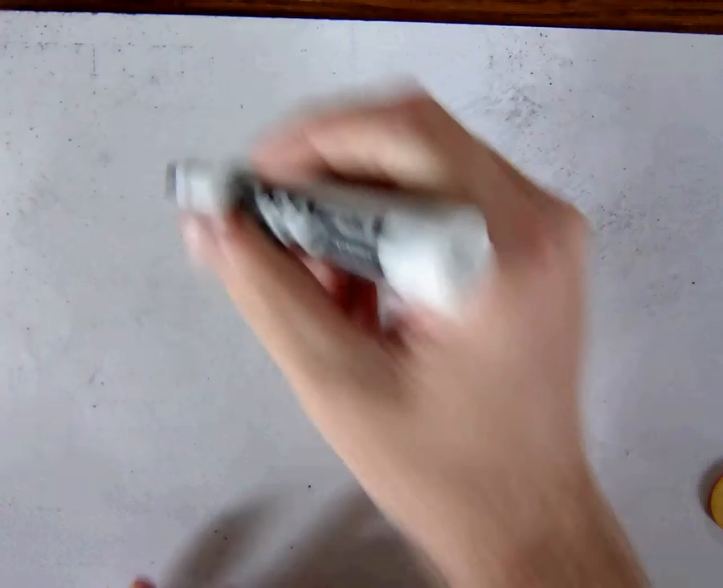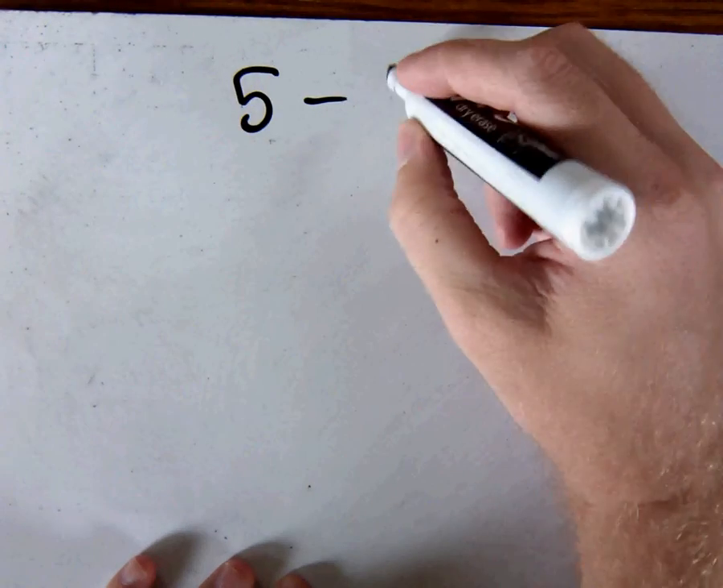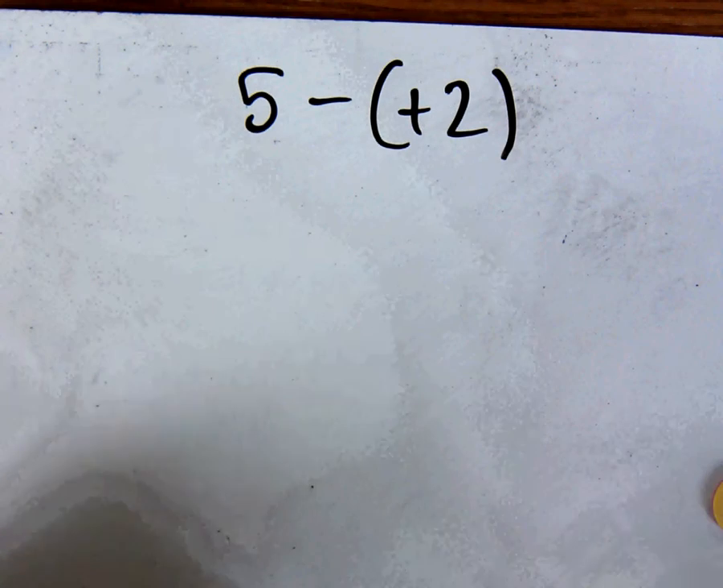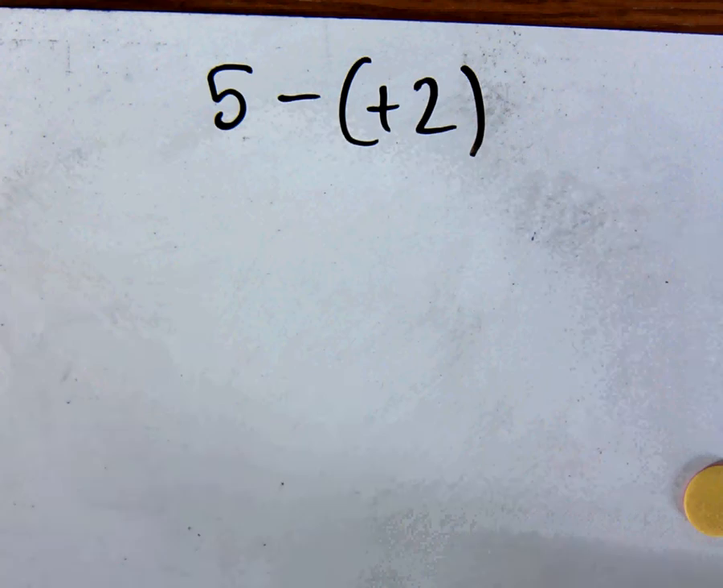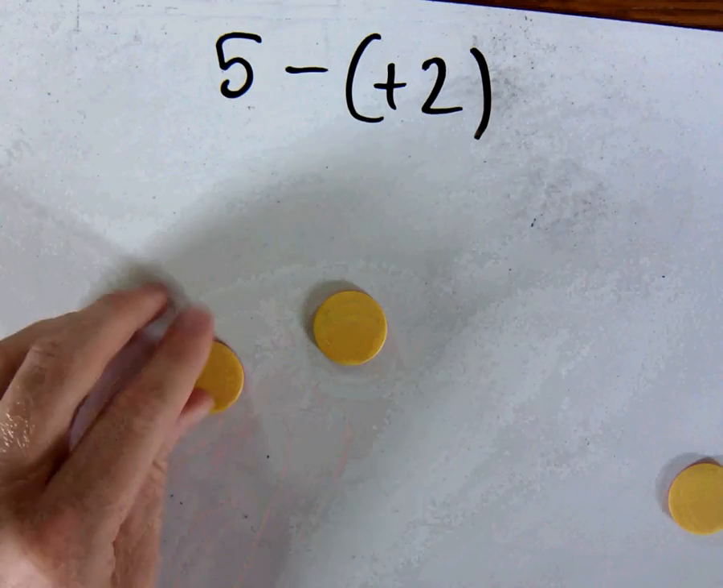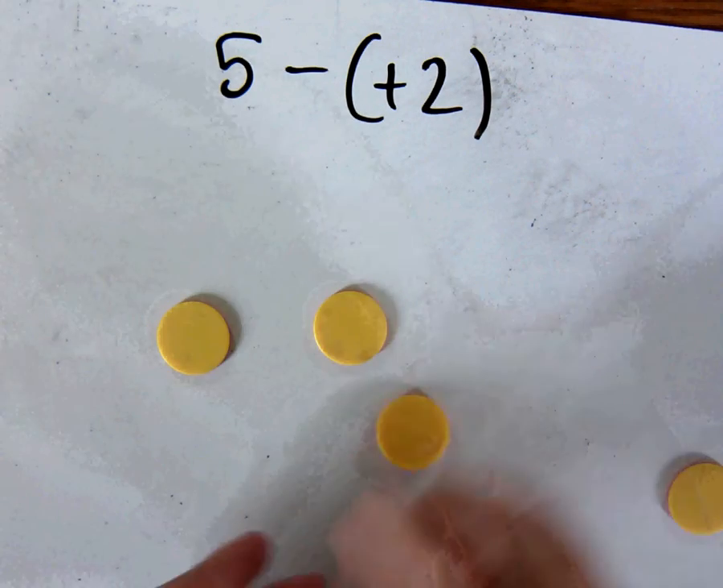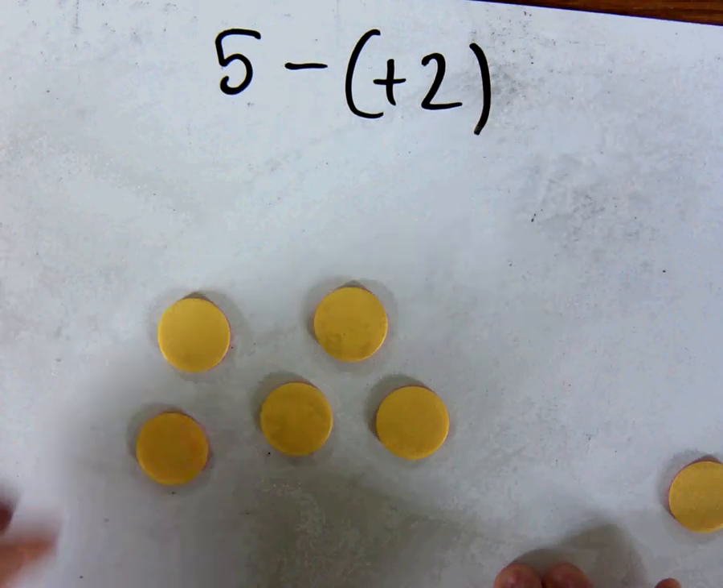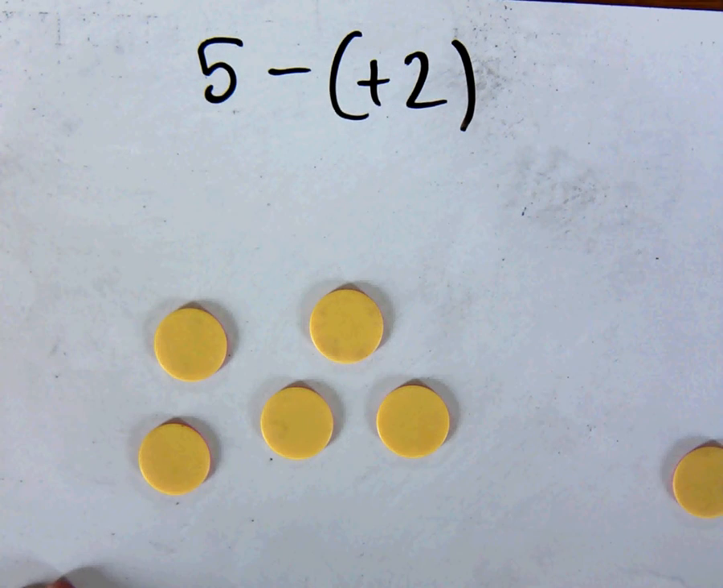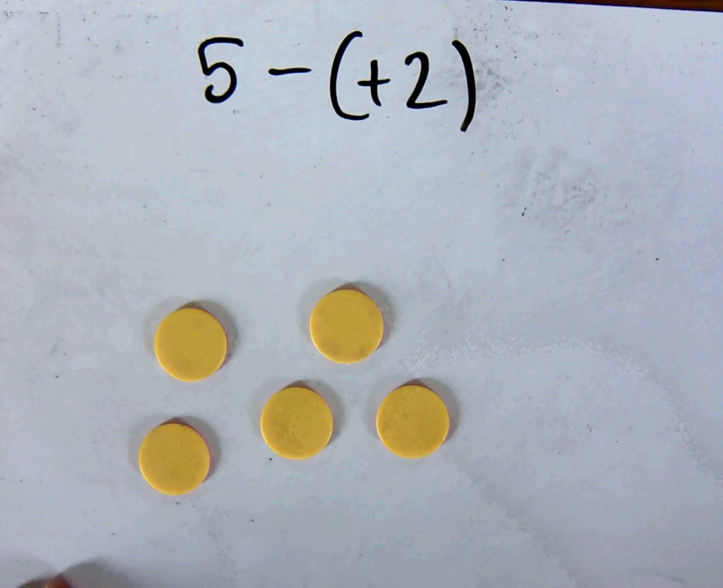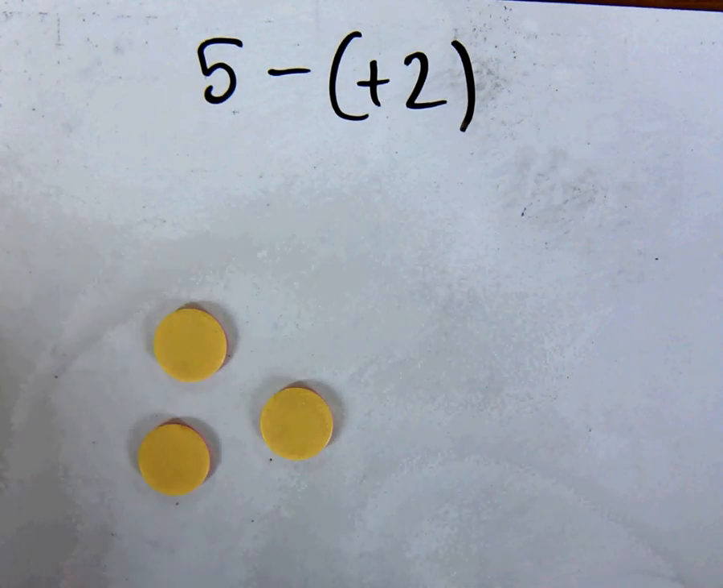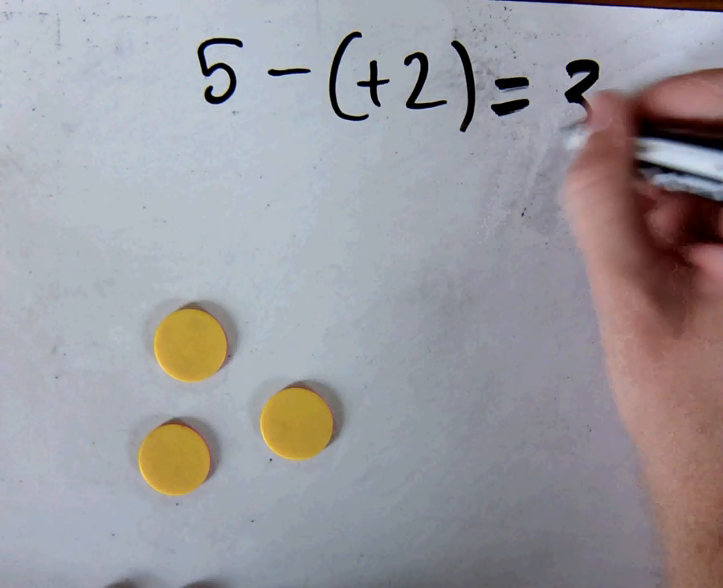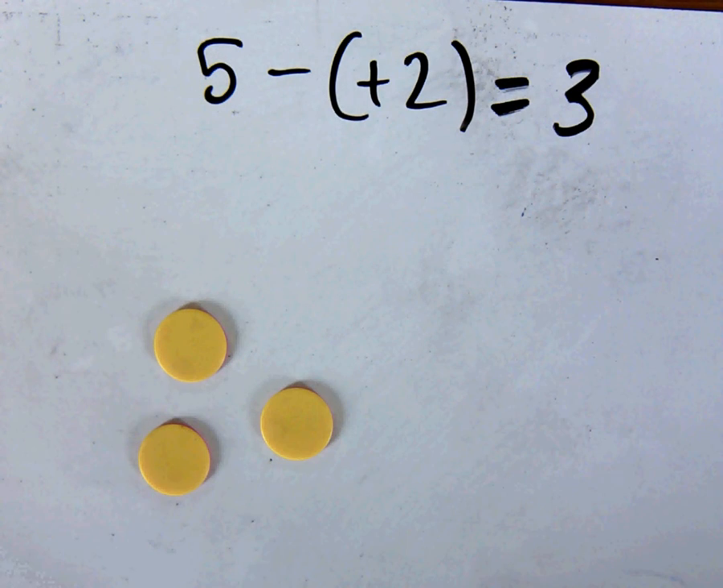The first example I want to do is 5 minus positive 2, and look at what that equals. So remember, that's 5 positives minus positive 2. Anytime I subtract something, I am taking it away. So I'll take 1 away, 2 away, and I'm left with 3. This is not revolutionary. You knew this already.